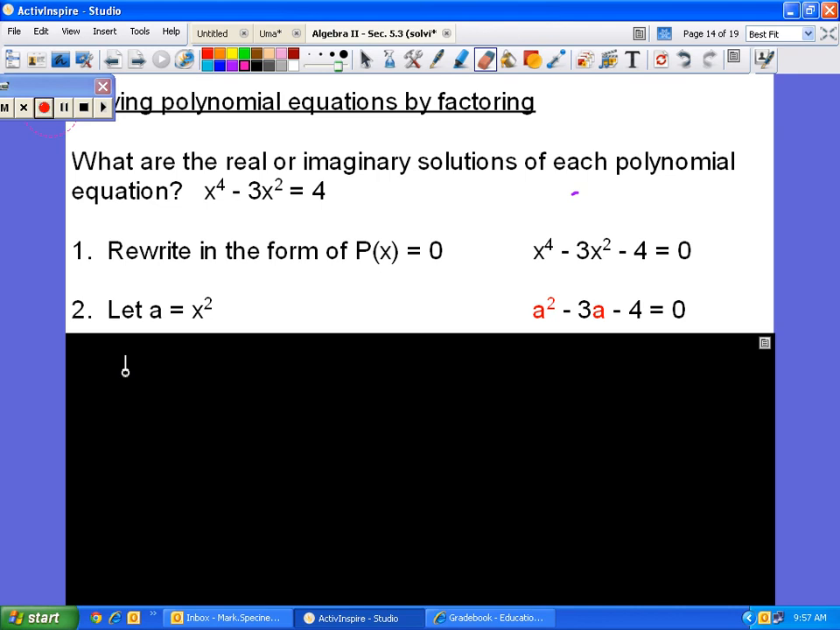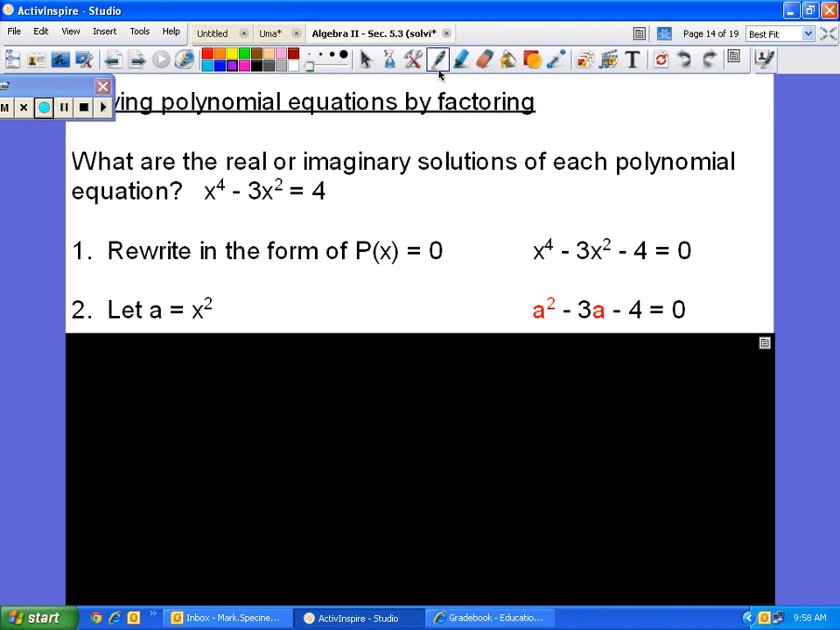So what we're going to do is take the letter A and substitute that letter A in wherever we see the value x squared. So let's take a look. Here's my problem. Let's take a look at the easy substitution. Here's x squared. Very straightforward. Where I see this x squared, I'm going to put A.